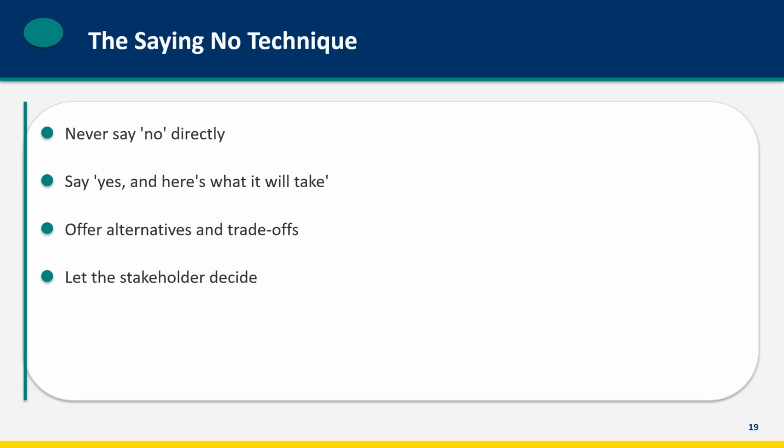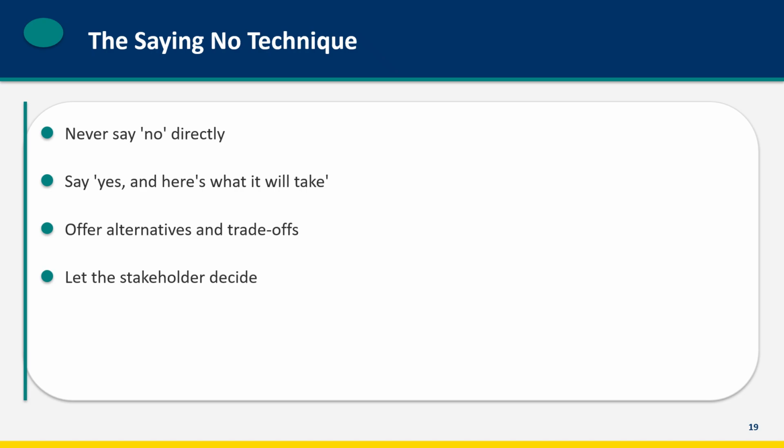When stakeholders request changes, never say no directly. It damages relationships and creates adversaries. Instead, say yes, and here's what it will take. We can absolutely add that feature, and it will extend the timeline by 3 weeks and require an additional $50,000 in budget. Offer alternatives. We could do a simplified version that takes only 1 week.